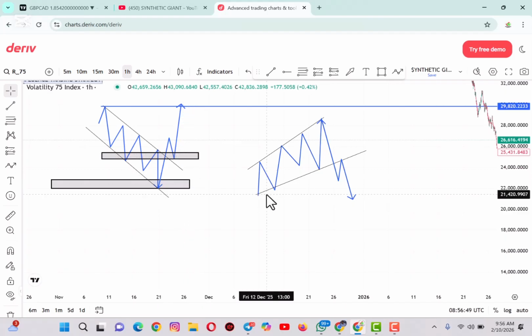So like I told you, the first thing you want to look out for when you open your Volatility 75 Index is to check for the trend of the market, and you can always do that by looking at the higher time frame perspective.